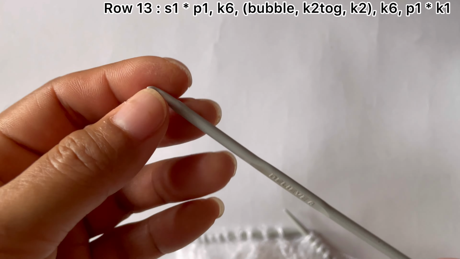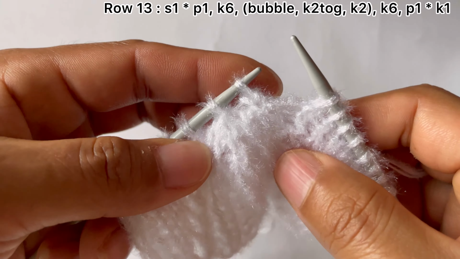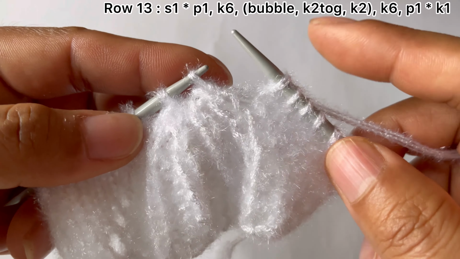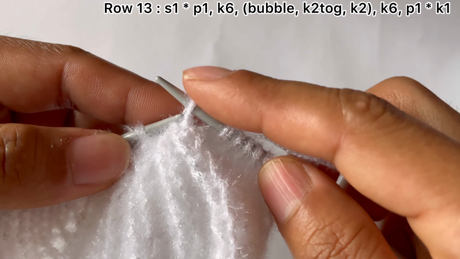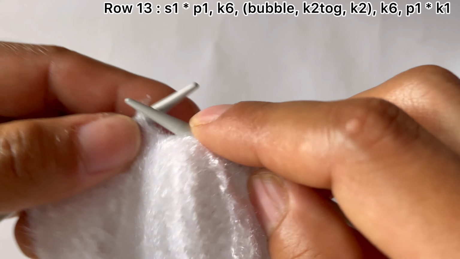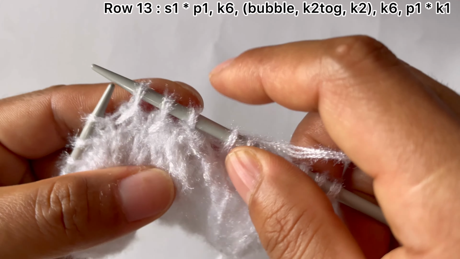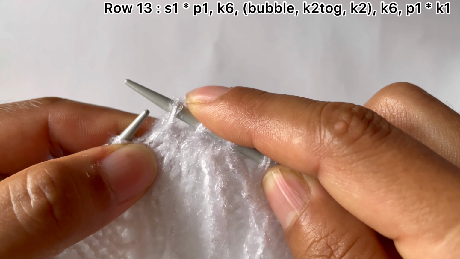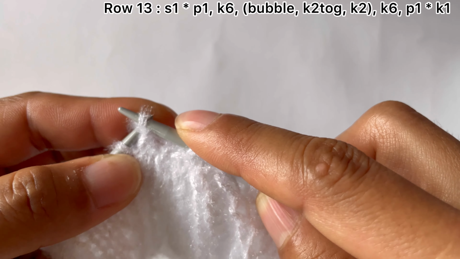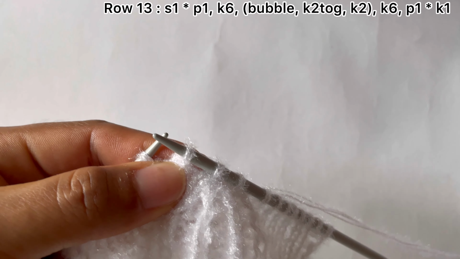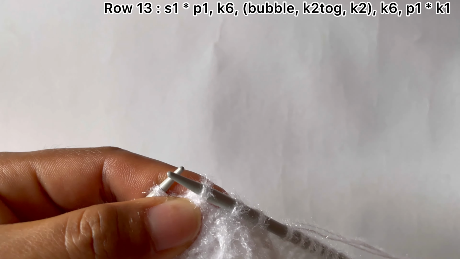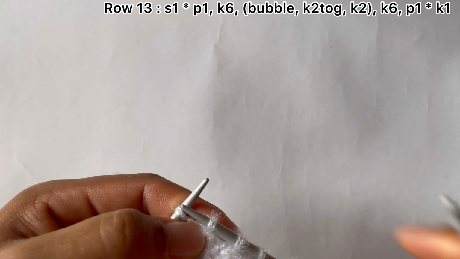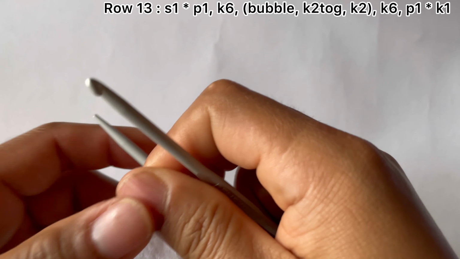So, to make this bubble, you'll need a crochet needle. First, you're gonna slip these 3 stitches to your right hand needle, 1, 2, 3, and from this last stitch, third stitch, we're gonna make a bubble with the help of this crochet needle.